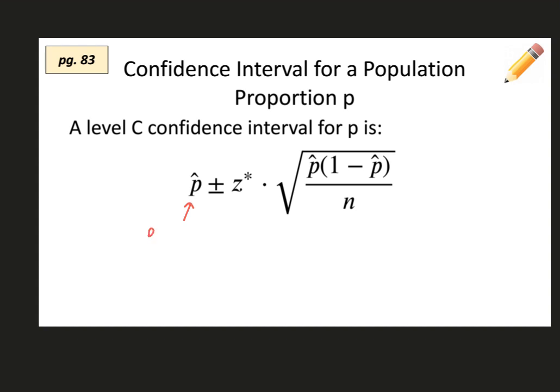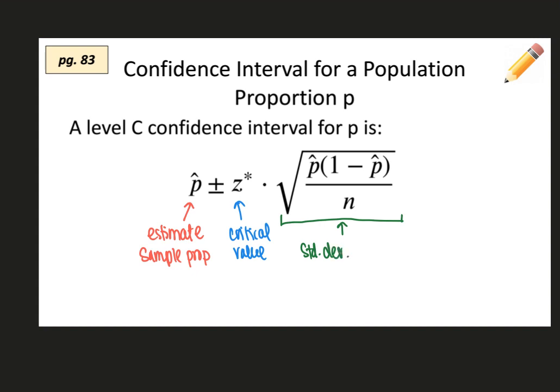So P hat represents your estimate, which is your sample proportion. Z star represents your critical value, and that relies on whatever level of confidence you're using. And then this whole part is the standard deviation of your sampling distribution. And just so we know, this whole second part after the plus minus, so the critical value times the standard deviation of your sampling distribution, is your margin of error.